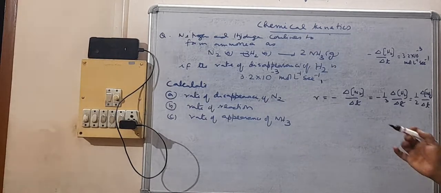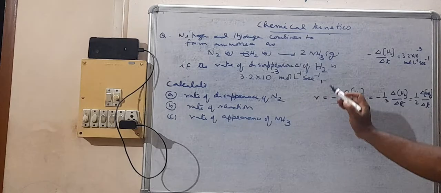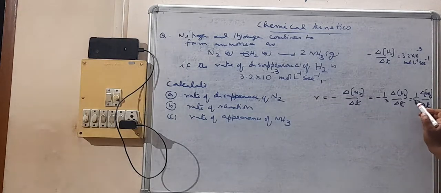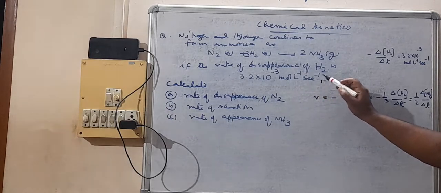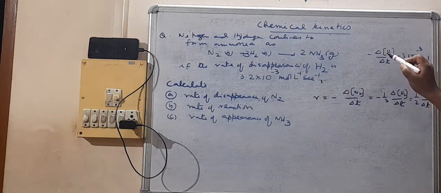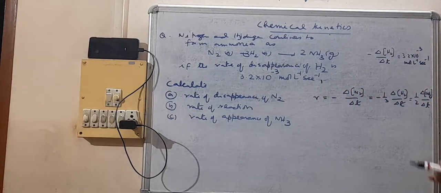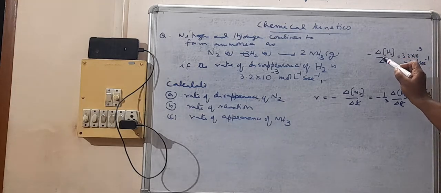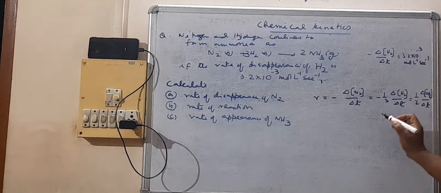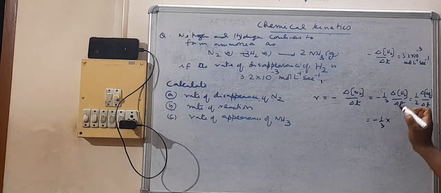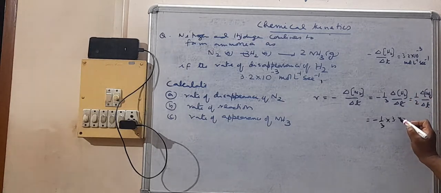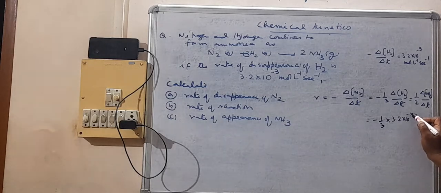So you see, according to this reaction, you can write this rate expression. Now, since the rate of disappearance of hydrogen is given, it means we have this thing equal to this. So if I put this value here, it will be minus 1 by 3 into 3.2 into 10 to the power minus 3.